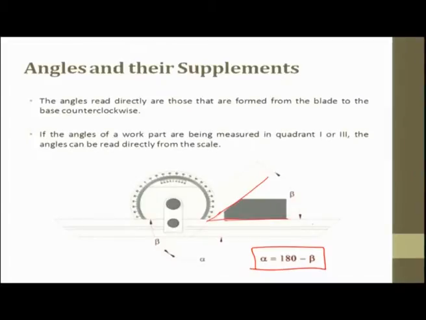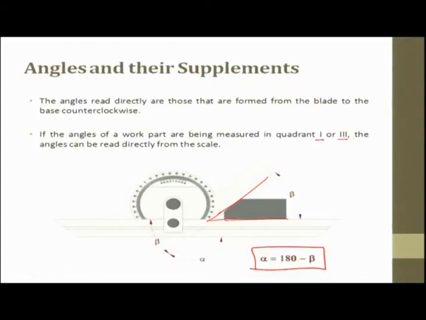Okay. The angles read directly are those that are formed from the blade to the base counterclockwise. If the angle of the workpiece is being measured in quadrant 1 or quadrant 3, the angle can be read directly.